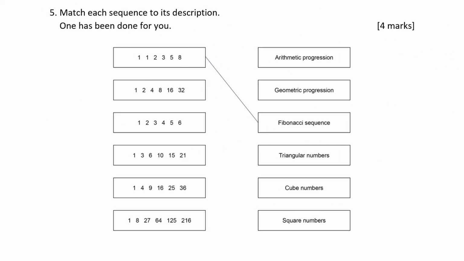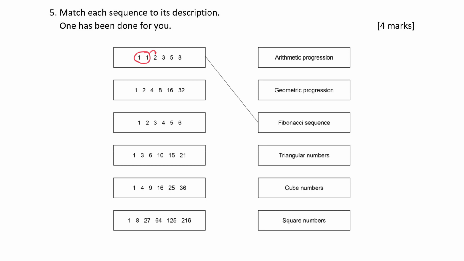Match each sequence to its description. One has been done for you. You can see here we've got 1, 2, 3, 4, 5, 6 different sequences, and the first one is mapped as a Fibonacci sequence. It is, look, so 1 plus 1 is 2, 1 plus 2 is 3, and with a Fibonacci sequence you get the next number in the sequence by adding together the last 2. You can see that's the case all the way through there.